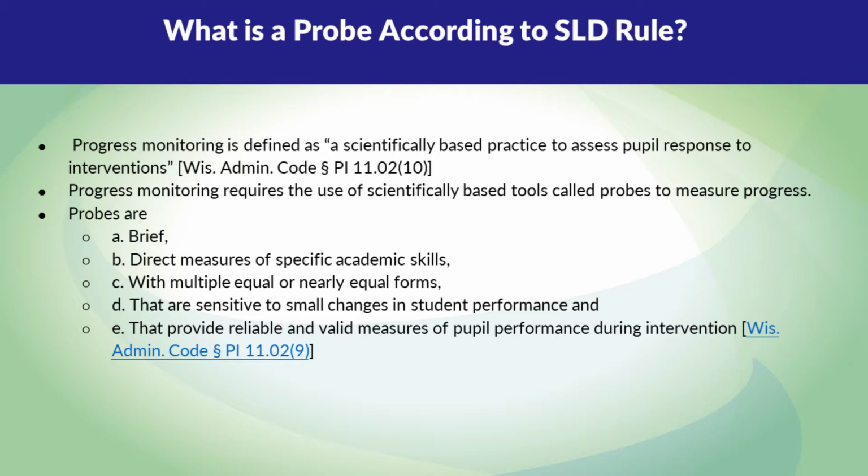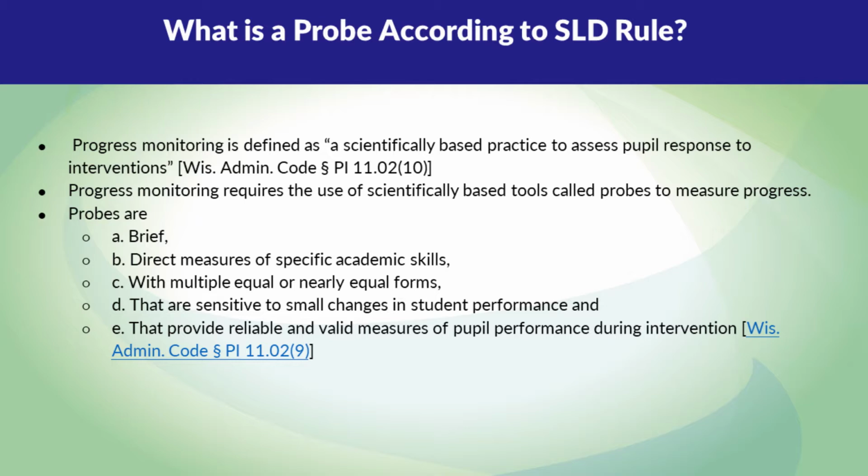The difference is, again, because this is a high-stakes decision, everything gets ratcheted up. And so progress monitoring for SLD requires something called a probe. Probes, by definition, have to be brief. They have to be direct. They have to have forms that are equal or nearly equal. And that becomes really important for schools in terms of their selection. It has to be sensitive to small changes because you're doing it every week.